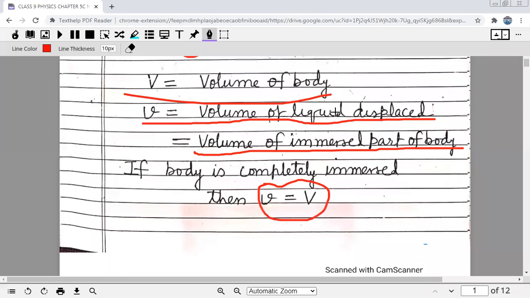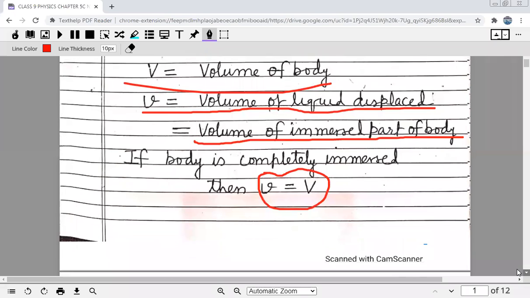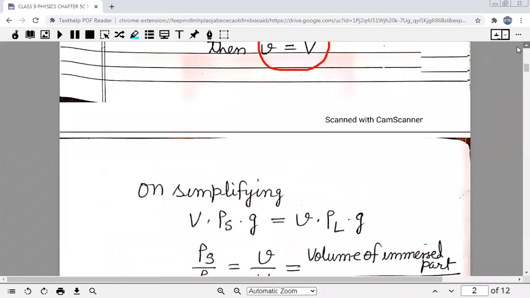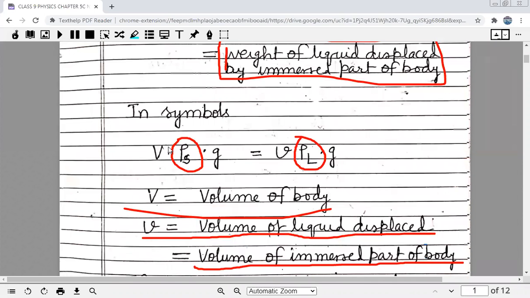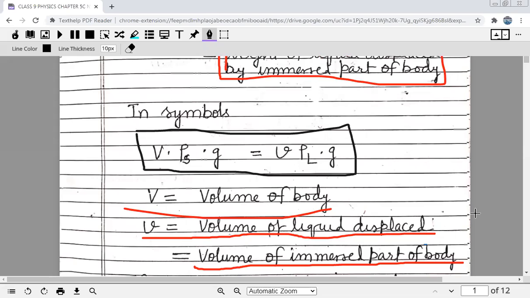So all of you remember the law of flotation in terms of symbols. You can see here what the law of flotation is in terms of symbols. This is given here. You just remember V into rho S into g equals small v into rho L into g. This is the law of flotation in terms of symbols.